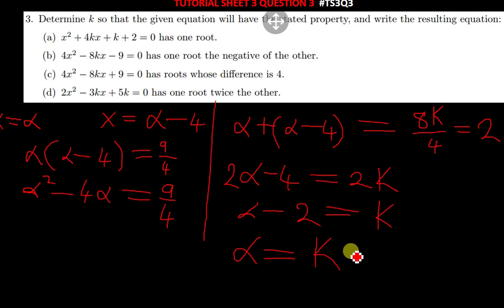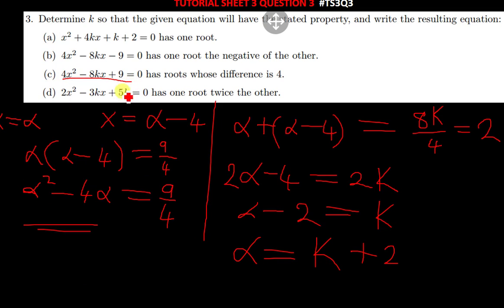You have k plus 2. So in this equation, where there is alpha, you put k plus 2 and then solve the quadratic equation. Find the values of k, replace them in this equation, and then you find your solution.